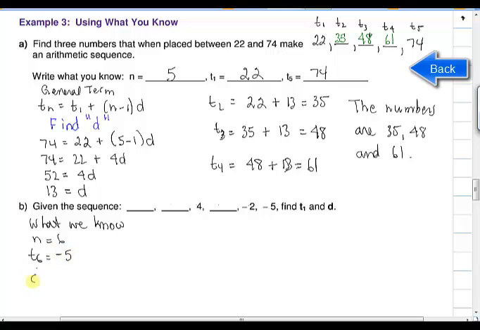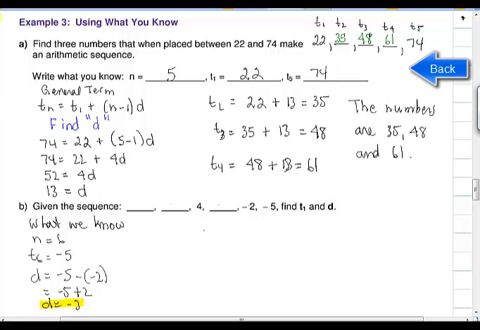And we're going to calculate d because we have two numbers that are consecutive, -2 and -5. So if I go -5 minus -2, that's going to give me -5 plus 2. And so d is equal to -3. Okay? All right. So we know what d is now. We've been asked to find d, so we have that.